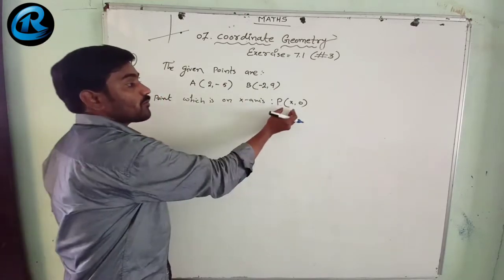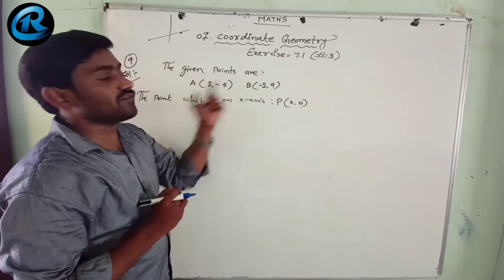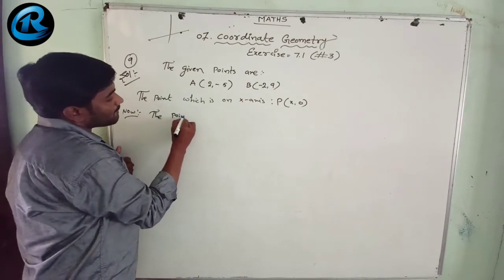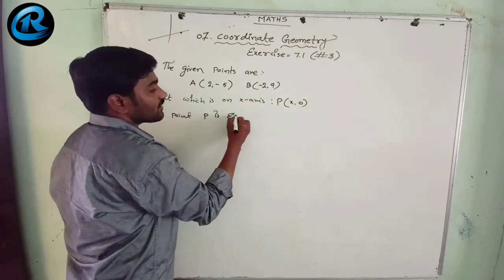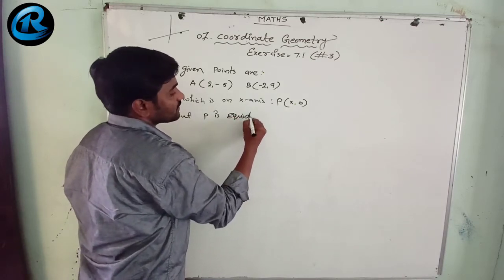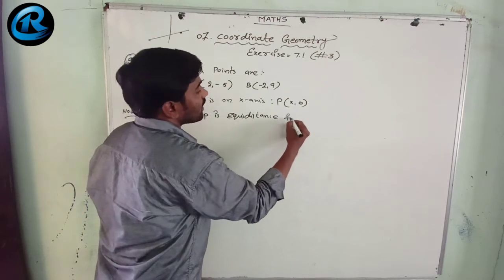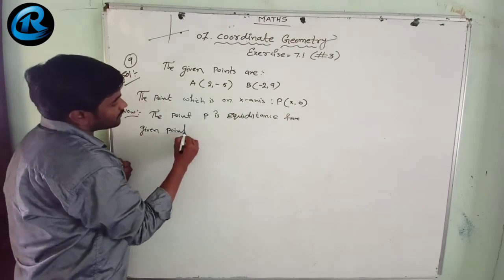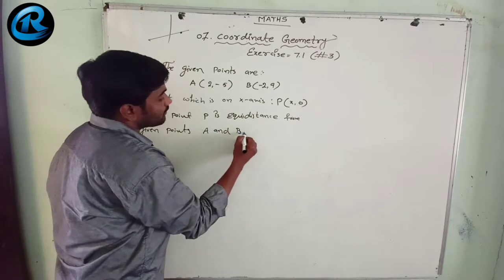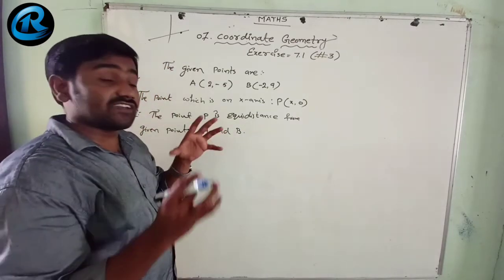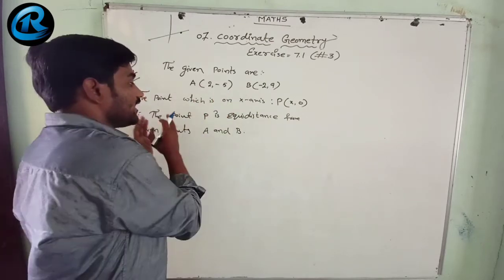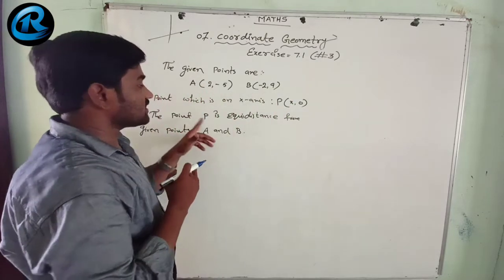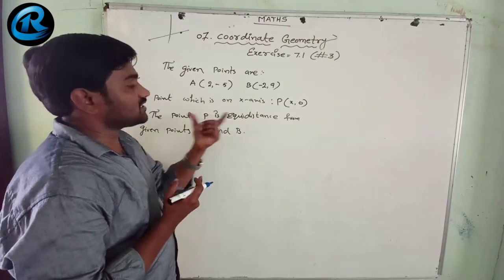So now the point P is equidistant from the given points A and B. That means the distance from A to P is the same as the distance from B to P. That means P is exactly like a midpoint, AP distance equal to BP distance.